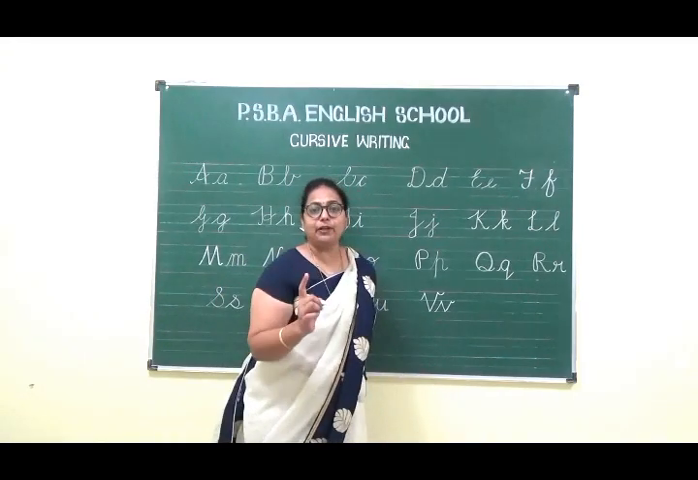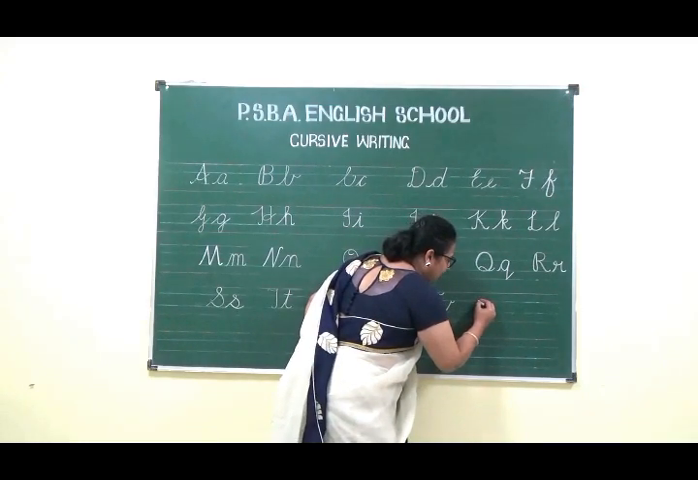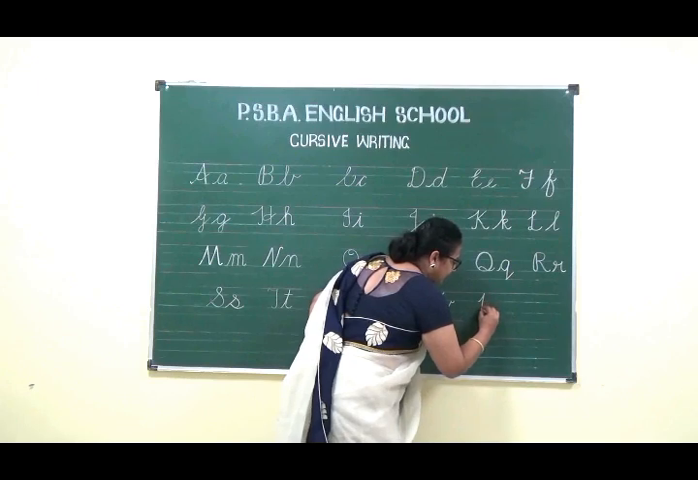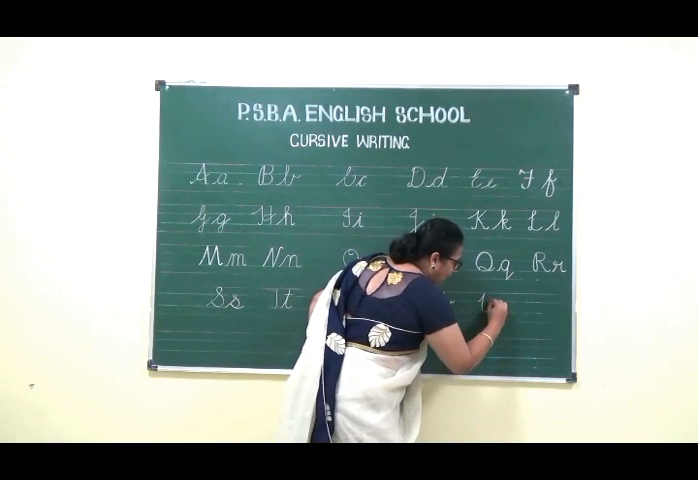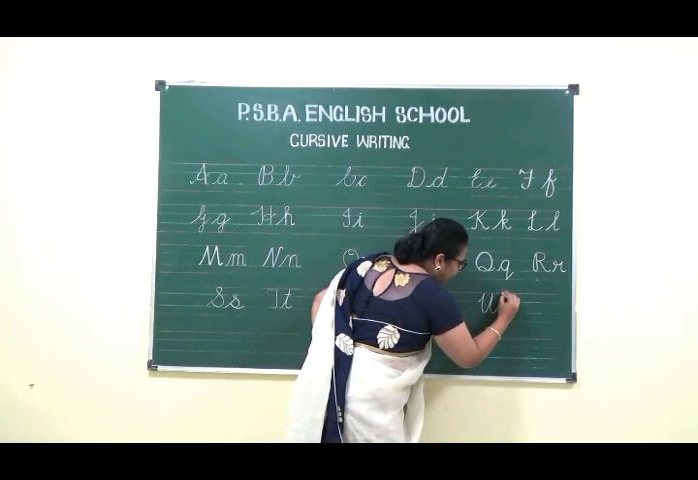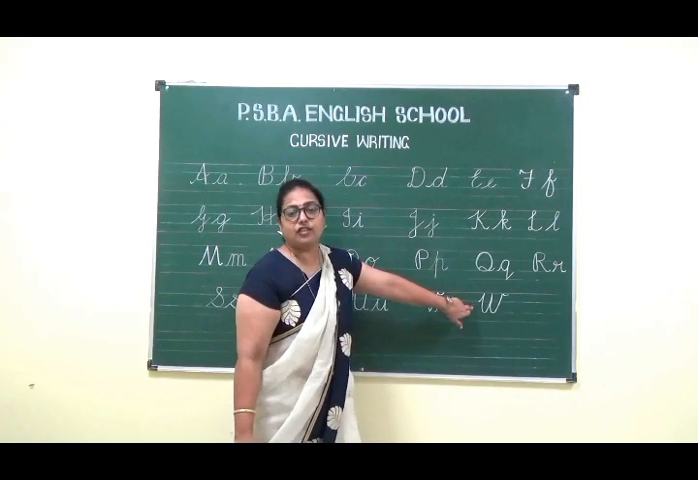How to write letter W? Let's see. Again the same format. Draw a slanting line from second to first. Come down with a slanting line but with a curve. Go up. Come down. Again we draw a curve to the first line and a small curve at the top. This is capital cursive W.